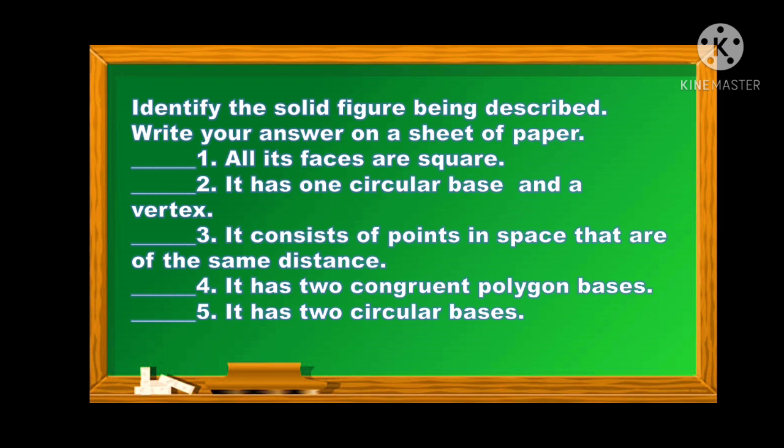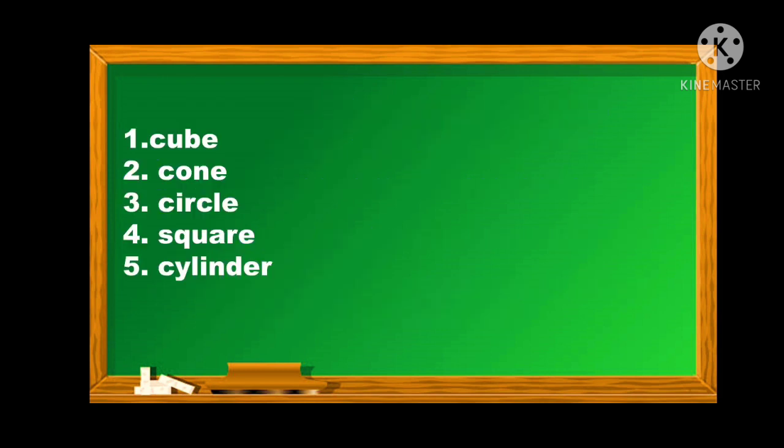Okay, the time's up. Let us check your answer. For number 1, the answer is... Okay, the answer is cube. For number 2 is cone. For number 3 is circle. Number 4, square. And number 5 is cylinder. These are the different types of solid figures.